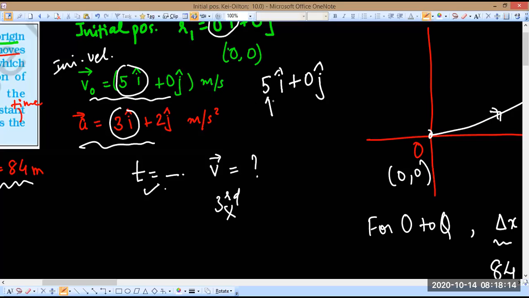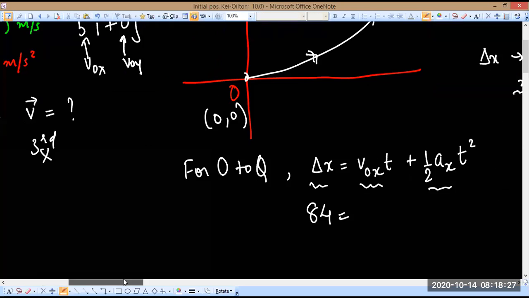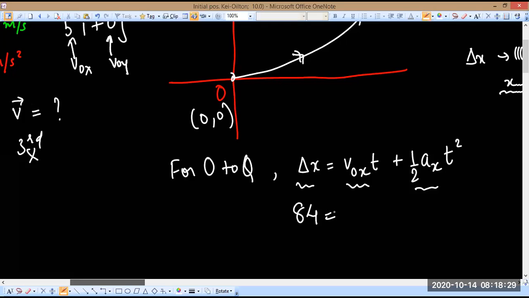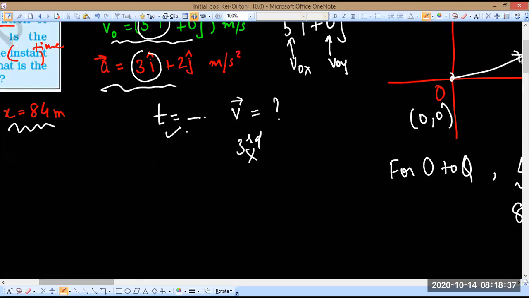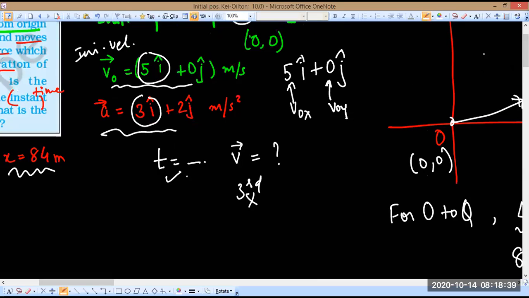So this is v0x, correct? I'm sure all of you understand that, right? And this is v0y. So let's put the value here. 5. T we don't know, otherwise why would we be doing all this? Half. What is ax? Easy to do. What should I write instead of ax?